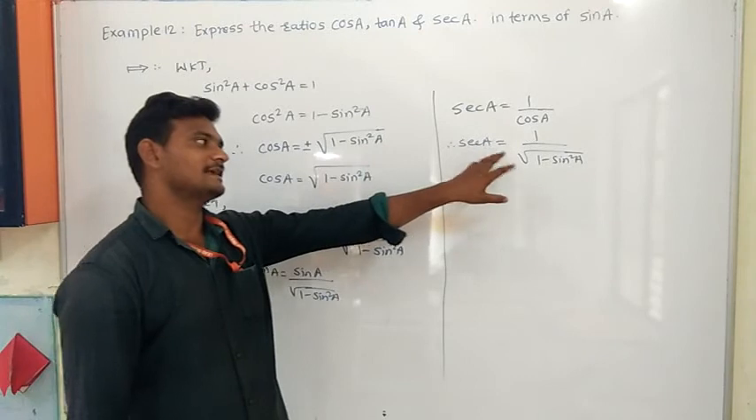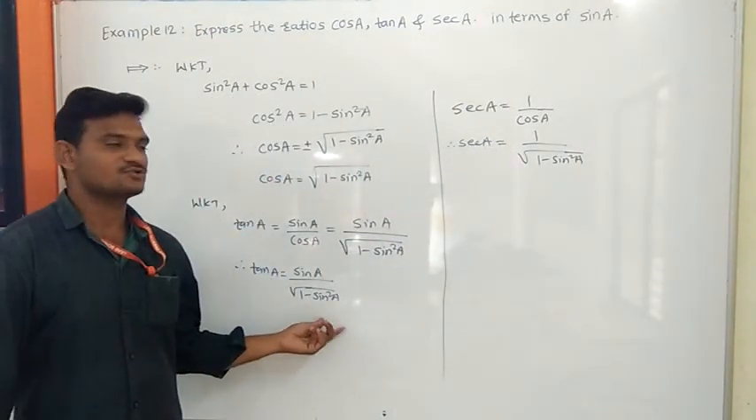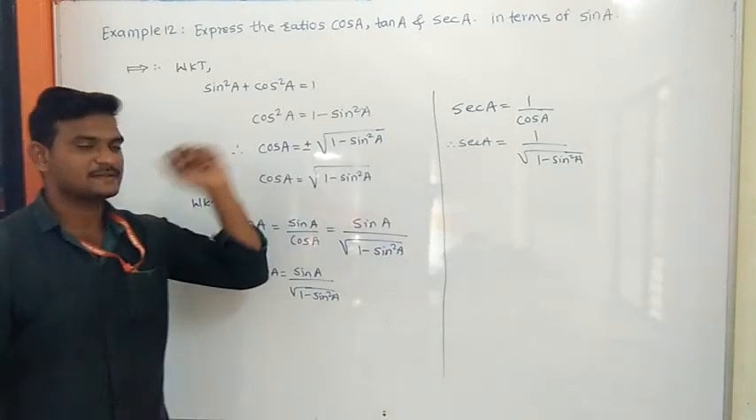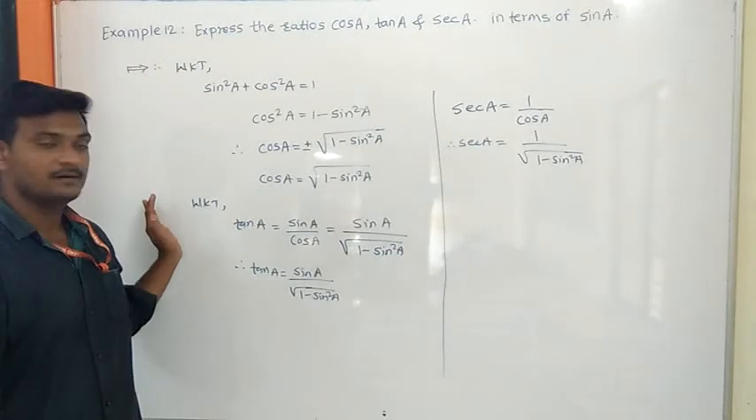Here we have expressed sec A also in the terms of sin A. tan A is also expressed in the terms of sin A, and cos A is also expressed in the terms of sin A. Therefore, this is the answer.